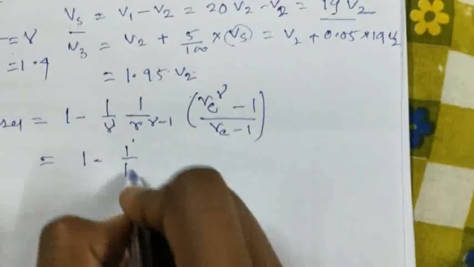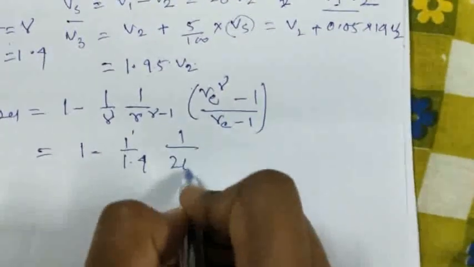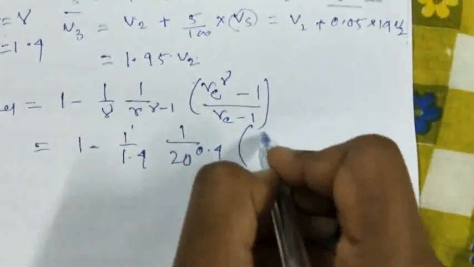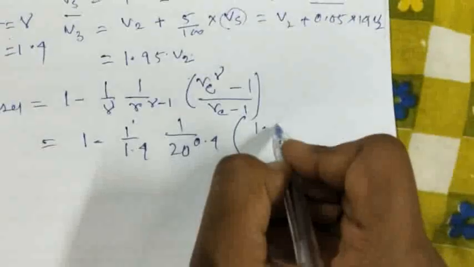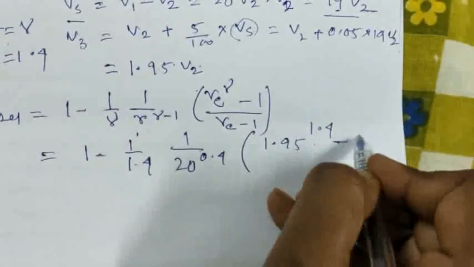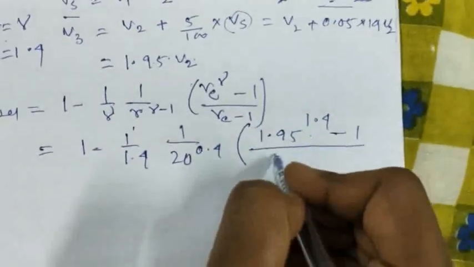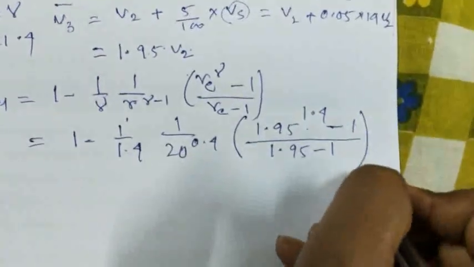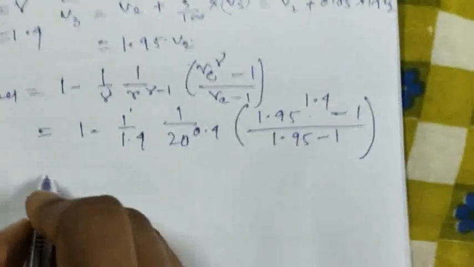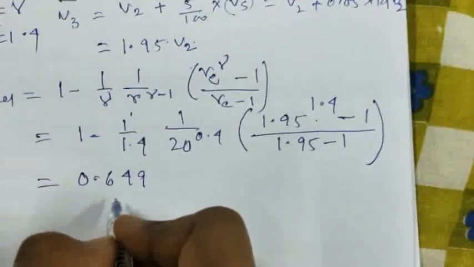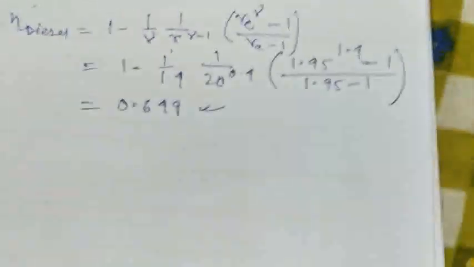So 1 by 1.4, 1 by 20 to the power 1.4 minus 1, that is 0.4, into rc, which we have calculated as 1.95, to the power gamma, 1.4 minus 1, by 1.95 minus 1. So this will be our efficiency. If we calculate this by calculator, it will be equal to 0.649. This will be our efficiency of diesel cycle at constant specific heat.